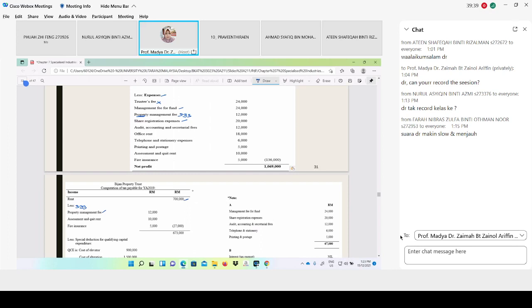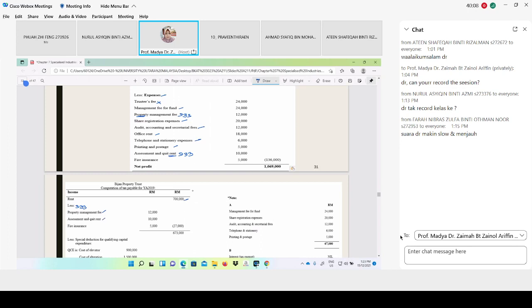Audit, accounting and secretary fees, allowable. Office rent, allowable. Telephone and stationery expenses, allowable. There is a special deduction, yes. Printing, yes. Assessment and quit rent, definitely this is rent. This is definitely under section 33. You can deduct directly under the rental income.